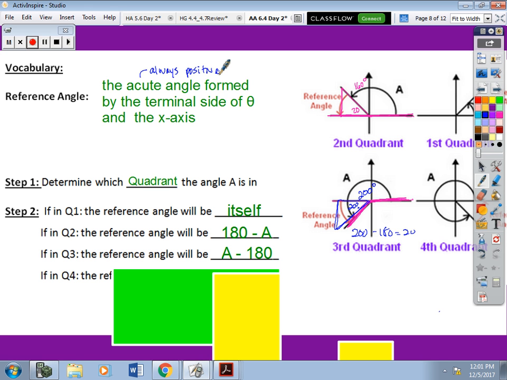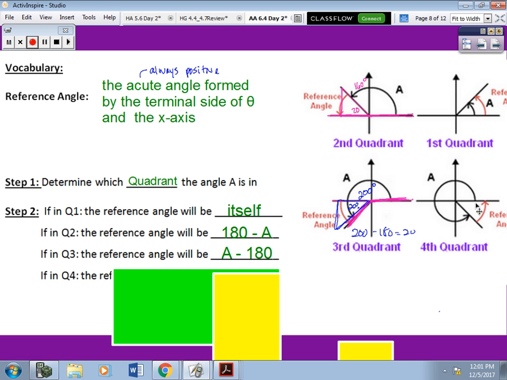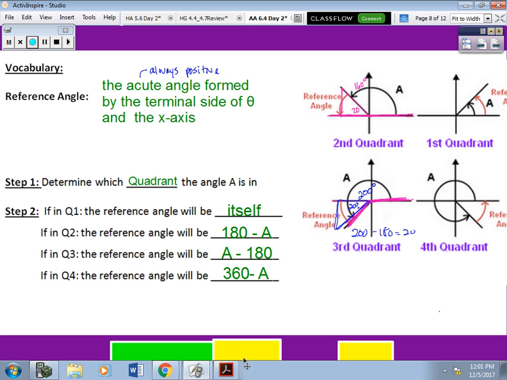And then if it's in quadrant 4, you would have to create a right angle here. So you'd have to actually do what with it? 360 minus A. So you're going to take the whole circle, subtract the angle to see what you're left with, that little sliver.